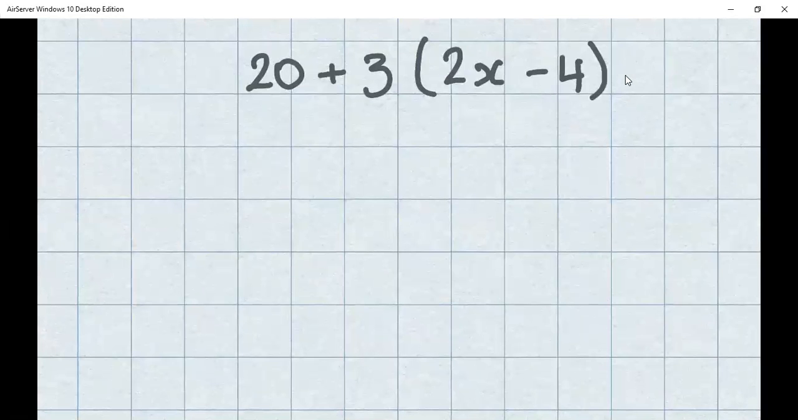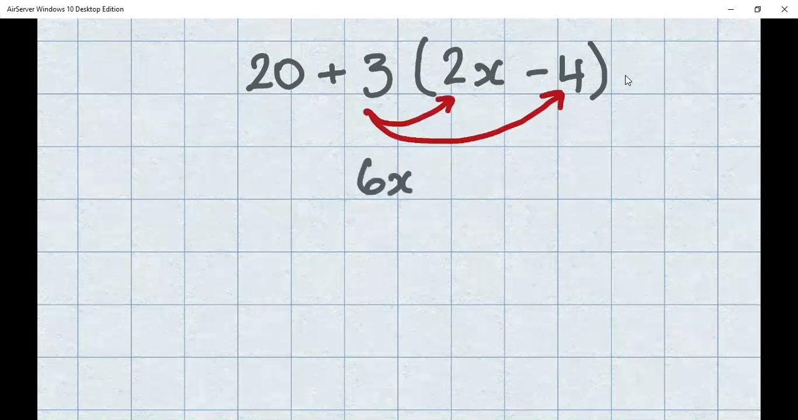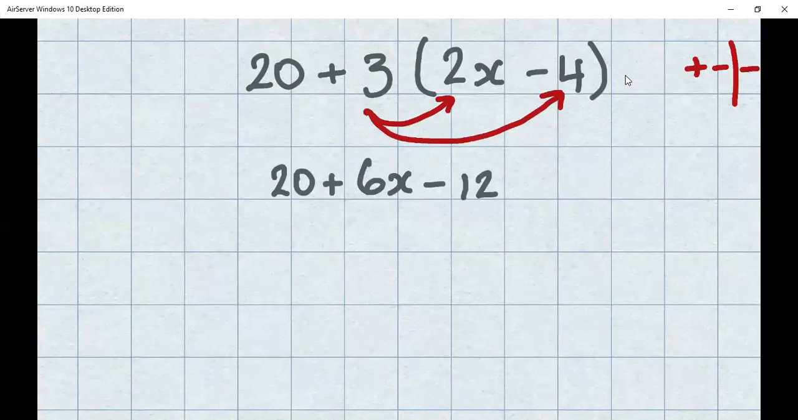Now, this next one, very similar. We need to multiply out the bracket first. So I'm going to do positive 3 times 2x. So that's going to give me 6x. Then the next thing that I need to do is the positive 3 times by negative 4. So a positive and a negative gives me a negative answer. So this answer here, 3 times 4 is 12. A plus and a minus is minus. Now I need to bring down the 20 because I haven't used that yet. So I've got 20 plus 6x minus 12.